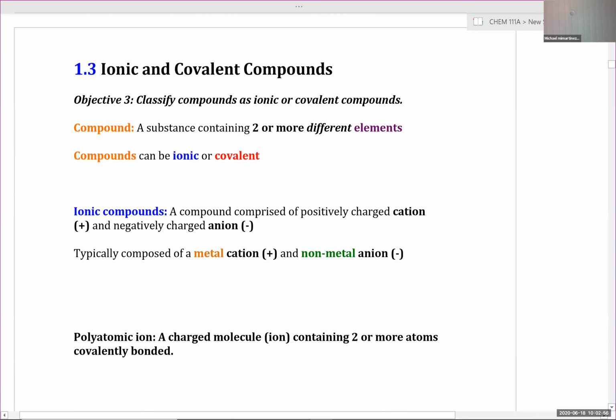So looking at ionic and covalent compounds, again, a little bit more review. Our goal is to be able to classify compounds as ionic or covalent compounds. This is critically important in order to effectively name these compounds. A compound is a substance containing two or more different elements. Compounds can be either ionic or covalent.